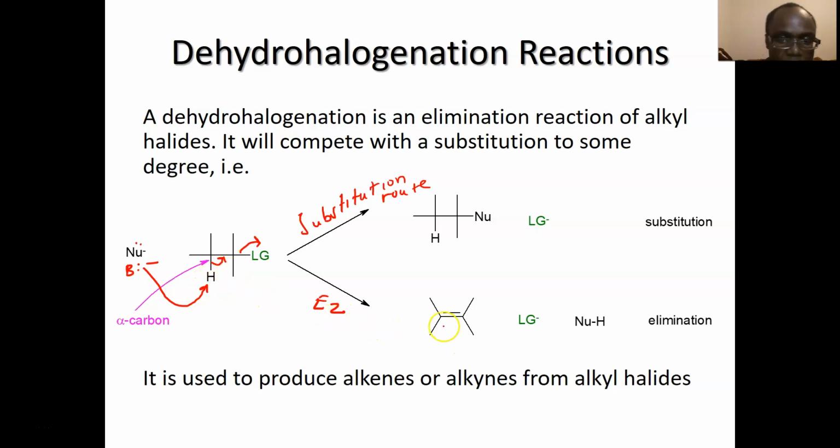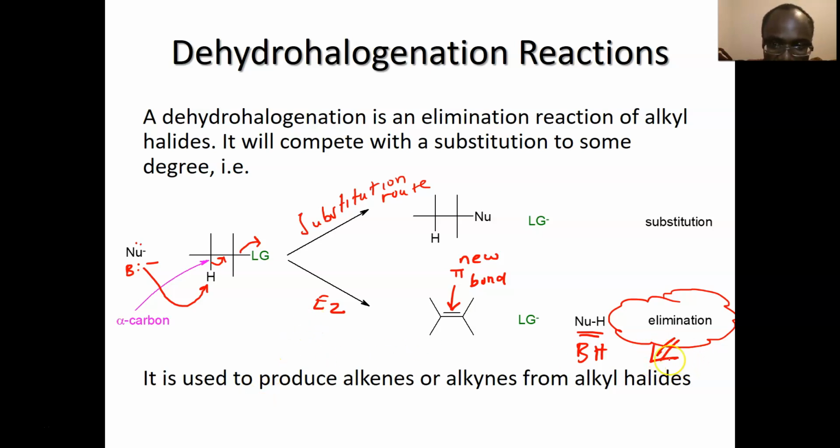So bottom line, you're making a pi bond. That's the new pi bond. The leaving group leaves, and we will be concentrating on elimination. The nucleophile, or the base that took out the hydrogen, makes the conjugate acid. When the base B takes out the hydrogen, you get BH. If it were written as Nu minus, then you get NuH. So this elimination reaction is used to produce alkenes or alkynes from alkyl halides.